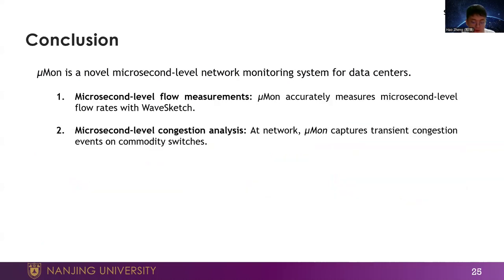Finally, let me make a conclusion. microMON is a novel microsecond-level network monitoring system for data center networks. We focus on two main functions that empower microsecond-level monitoring. The first is microsecond-level flow measurements. The second is microsecond-level congestion analysis.